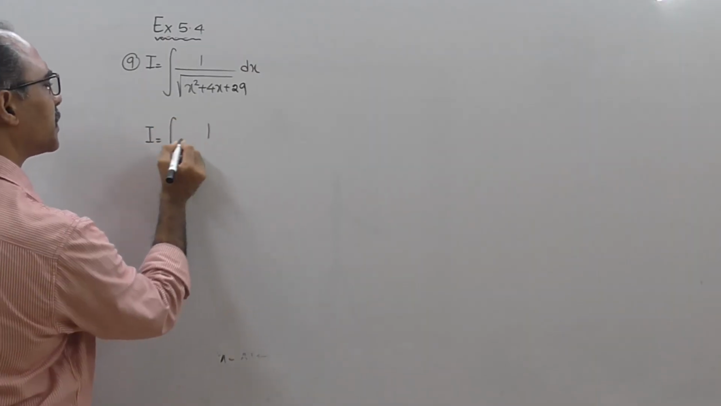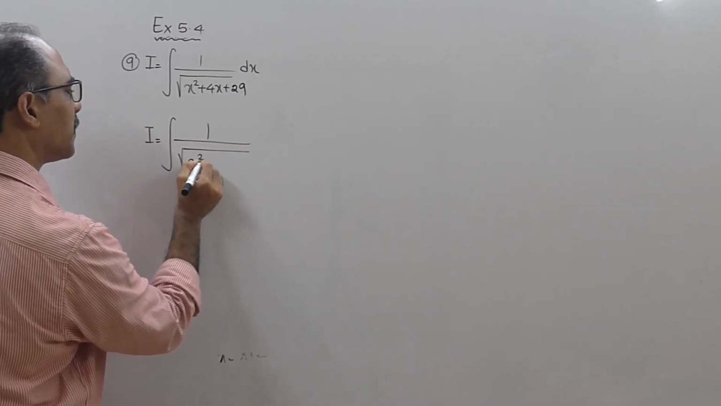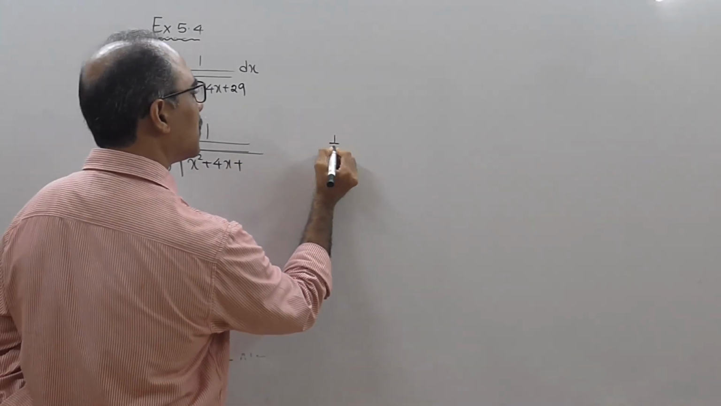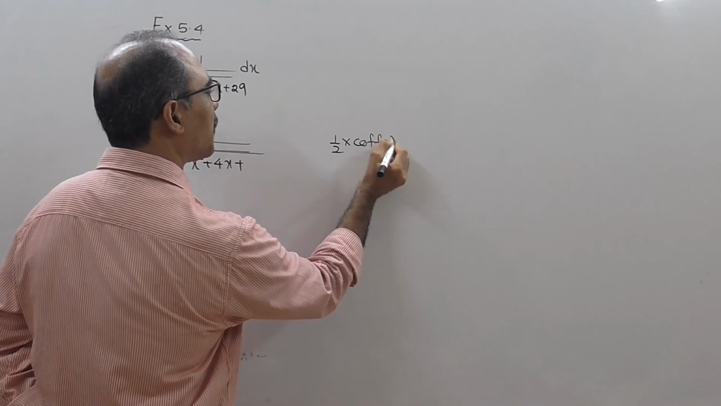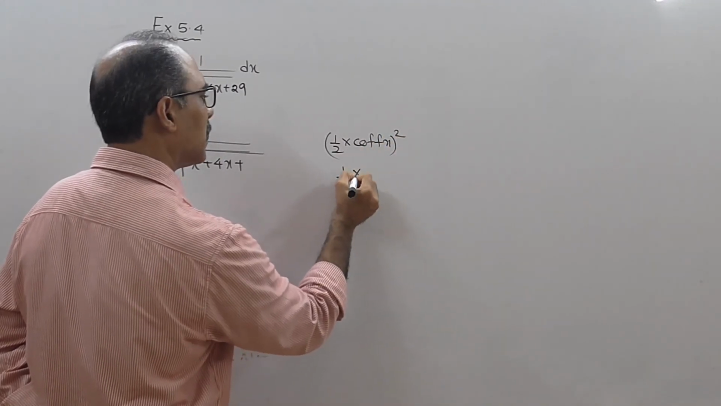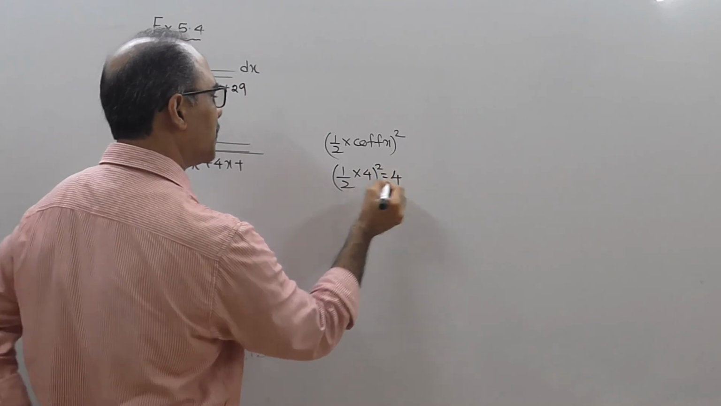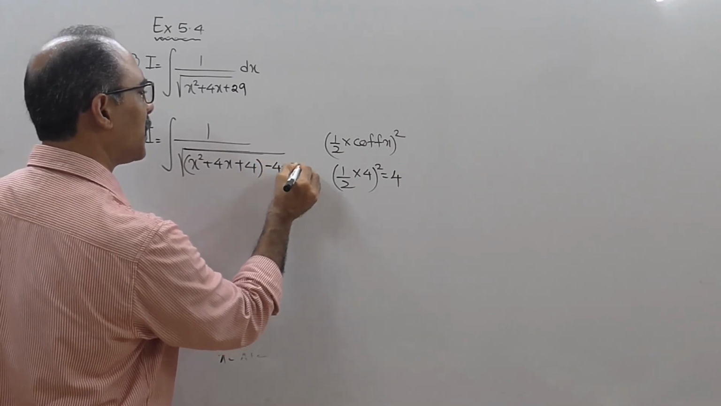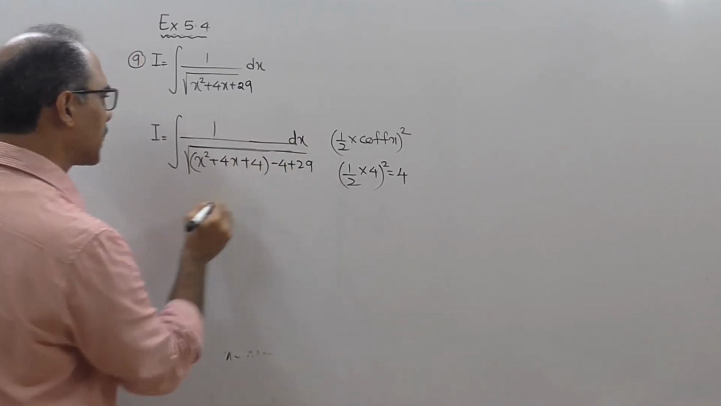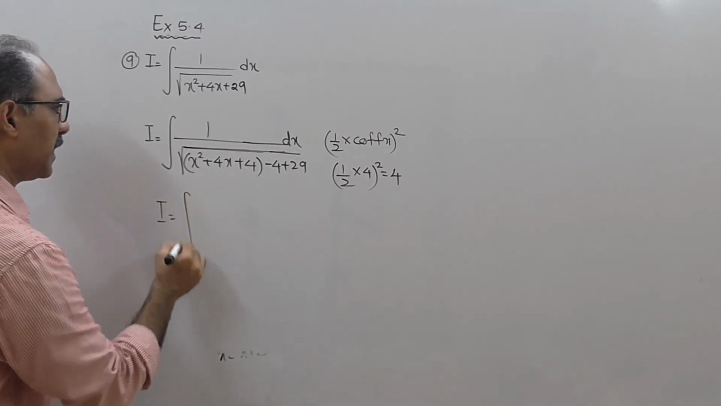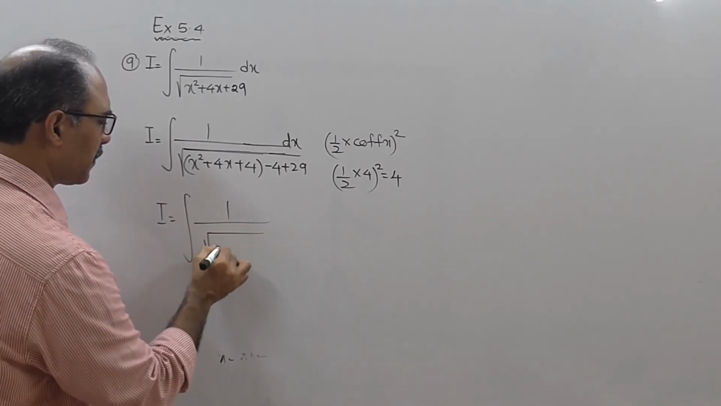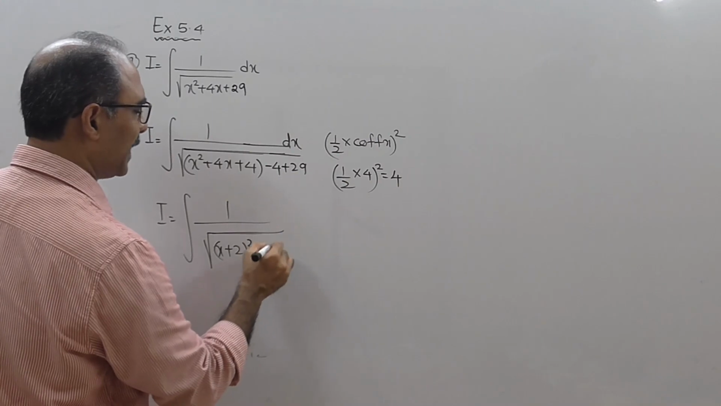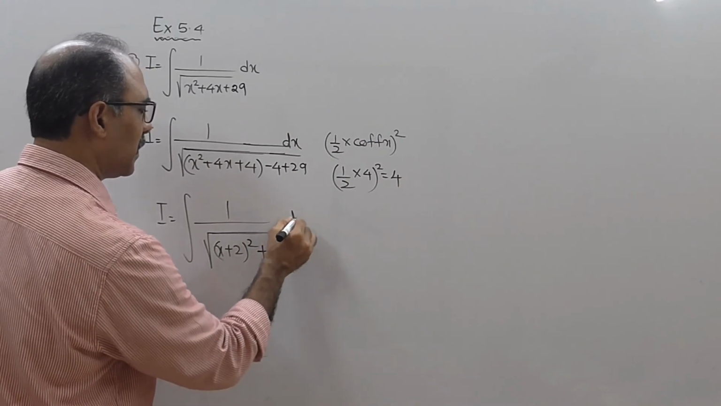I equal to integration 1 upon square root of x square plus 4x plus 29. Find the last term. Last term is half into coefficient of x the whole square, half into 4 the whole square, 2 square which is equal to 4. You will have plus 4, and along with plus 4 write minus 4, and then you write plus 29 dx. So I equal to integration 1 upon square root of x plus 2 the whole square, minus 4 plus 29 is plus 25, so I'll write it as 5 square dx.